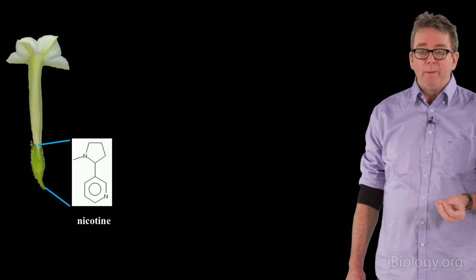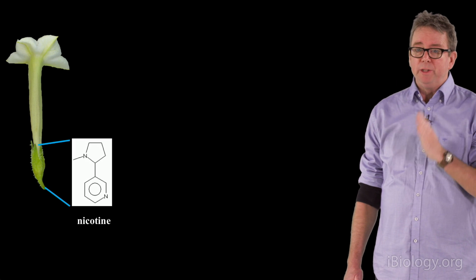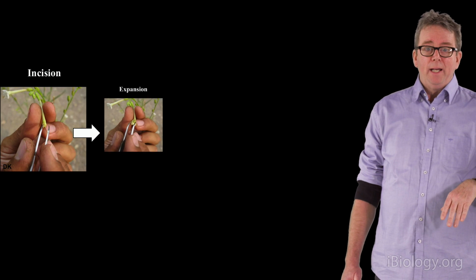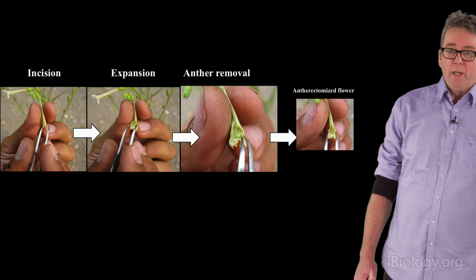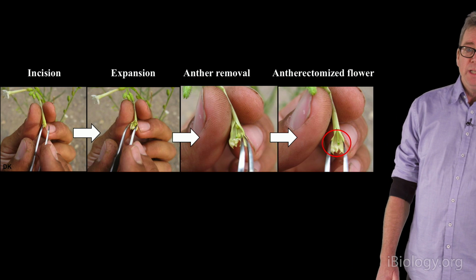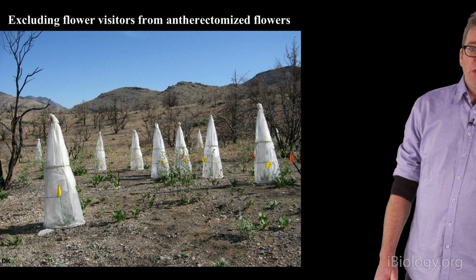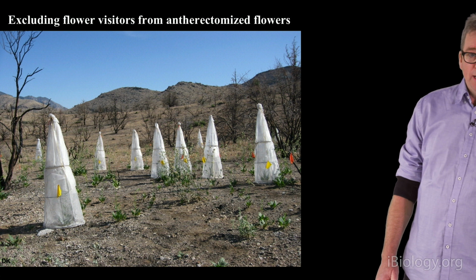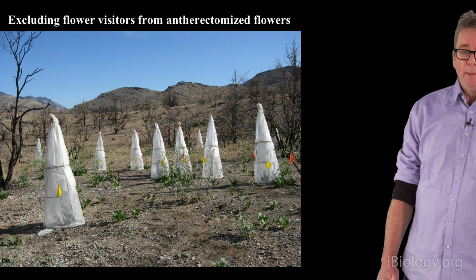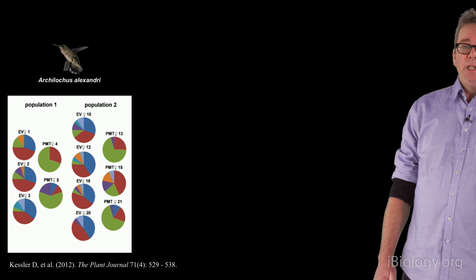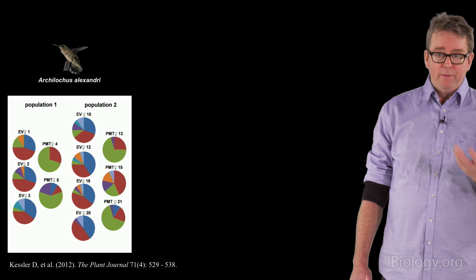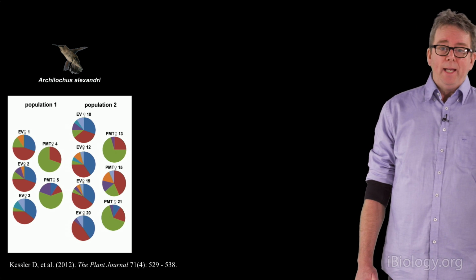So we conduct an experiment. The experiment is very simple. We simply transform the plant so that we could silence nicotine production. We antherectomize flowers so that flowers would only receive pollen if they were visited by a hummingbird. And to ensure that, we covered up the plants at night and had them only exposed during the daytime. We did that in 2 native populations. And then we genotyped all the seeds produced from those flowers that were pollinated and fertilized by those hummingbirds.